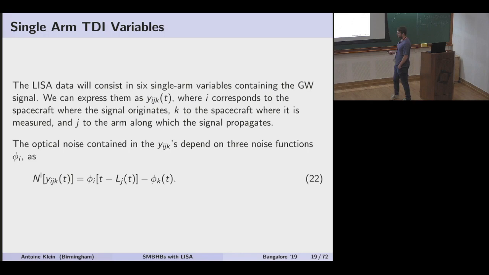Right. So the whole idea of time delay interferometry is to reduce the laser phase noise in our measurements. So for that we need a model for this noise, and the different combinations of phase measurements that we make to construct these variables here will result in a laser phase noise component in y_ijk, depending on functions like this. So y_ijk will be phi_i of t minus l_j of t, minus phi_k of t.